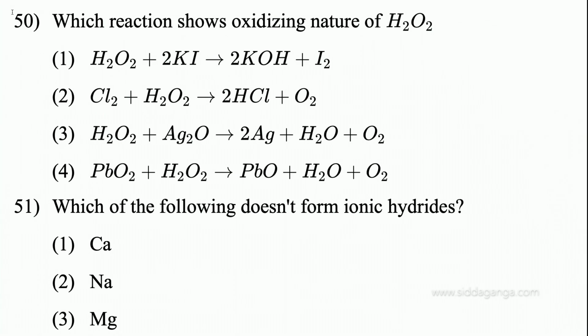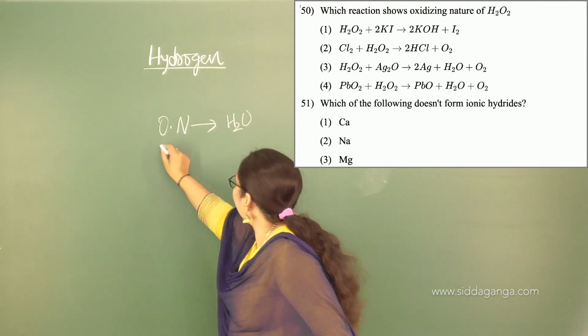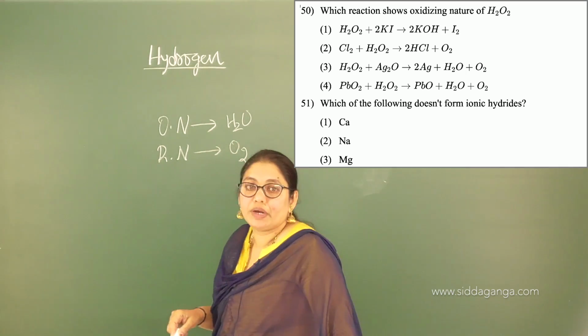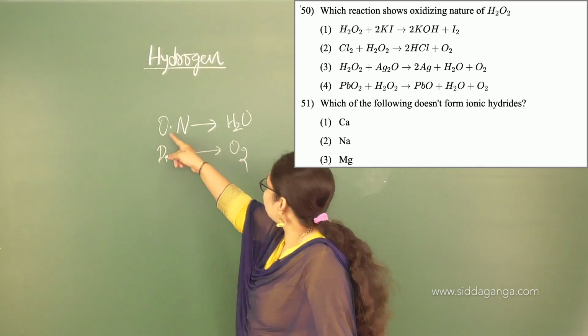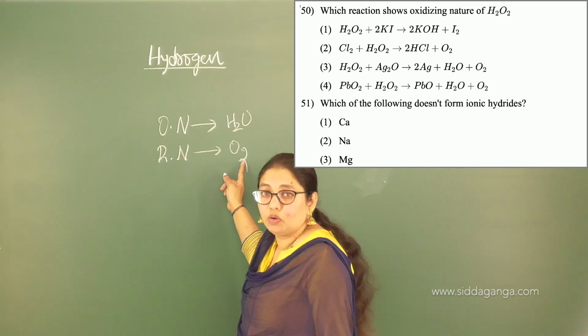Which reaction shows oxidizing nature of H2O2? You can observe here, so many reactions were given. Out of these reactions, which reaction shows oxidizing nature of H2O2? I think I explained this while explaining the oxidizing and reducing nature of H2O2. Whenever you explain the oxidizing nature of H2O2, in the product you should get water. It will be reduced to water. If you are explaining the reducing nature, it will be oxidized to O2. While telling oxidizing nature, you should see that it converts into water. While explaining the reducing nature, it should be O2.